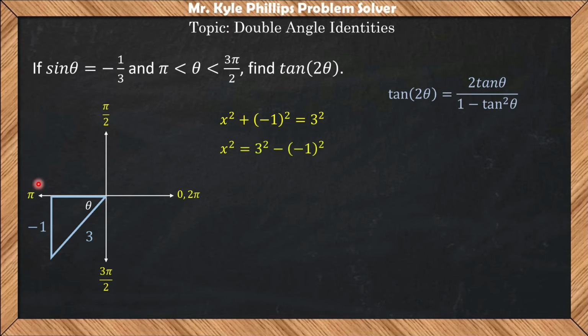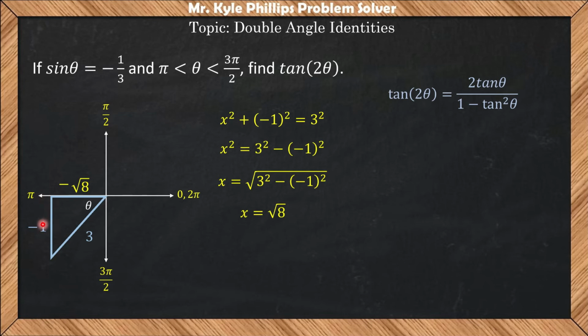So I'll move over the value of the negative 1 squared, and then to isolate the x squared, I'll take the square root. So this is going to be the square root of 9 minus 1, which is going to give us the square root of 8. Now remember, we're in quadrant 3. This is technically an x value, so that means that this square root of 8 should be negative.